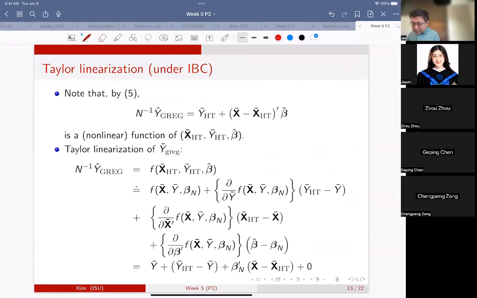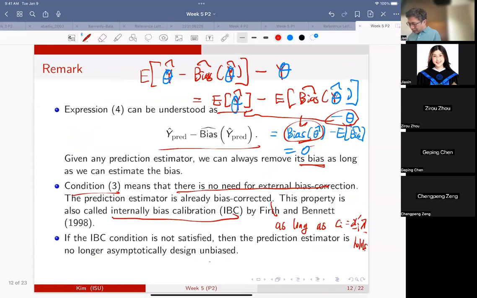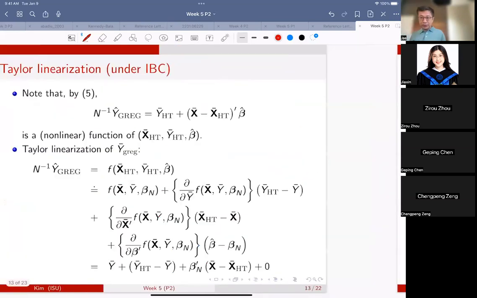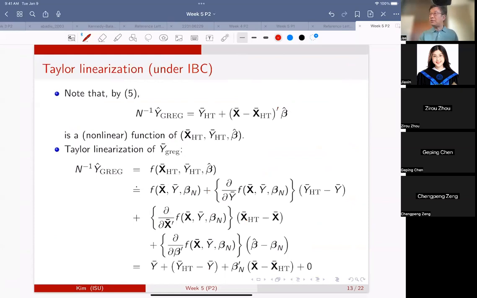Then we have variance estimation, but I think I will stop here and continue next week. So that's all for today.